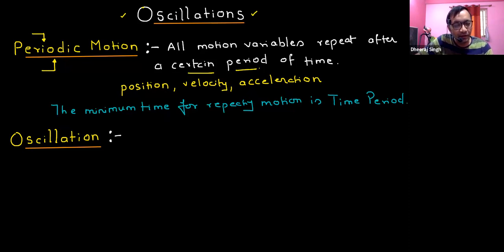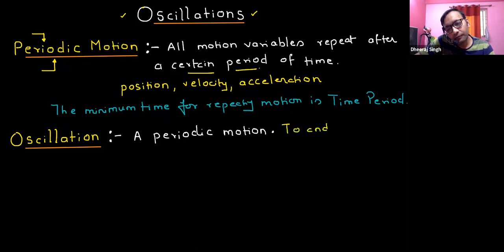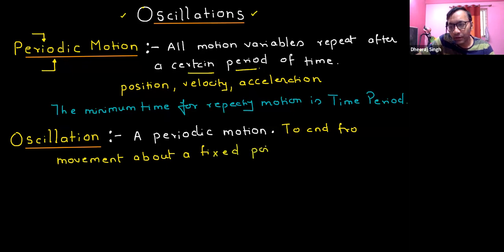Fine. All right. So oscillation is a periodic motion only, but a special kind of it. A periodic motion which is basically to and fro movement about a fixed point. All right. About a fixed point, to and fro motion.